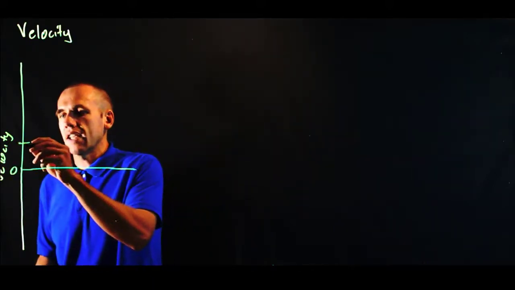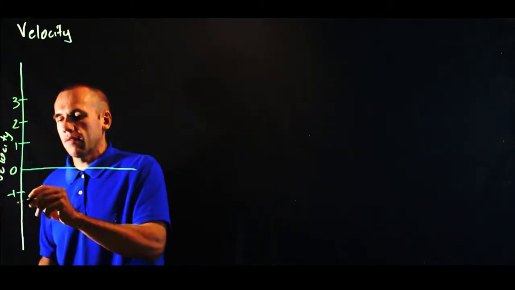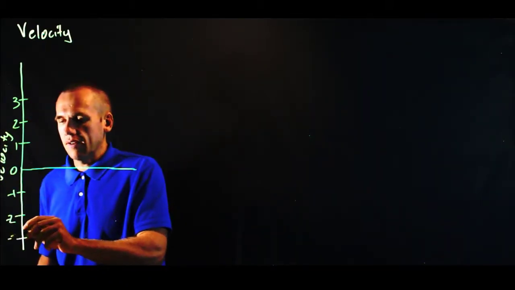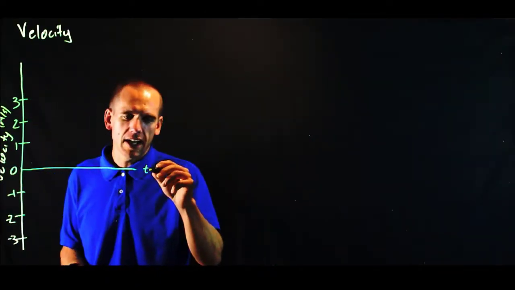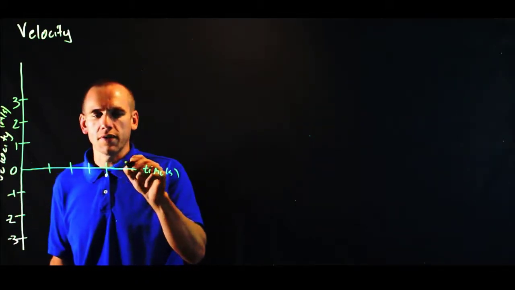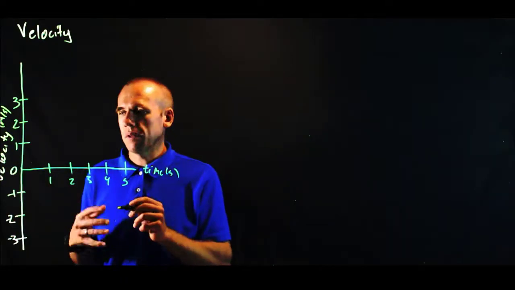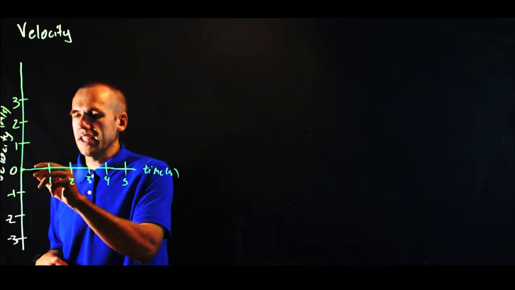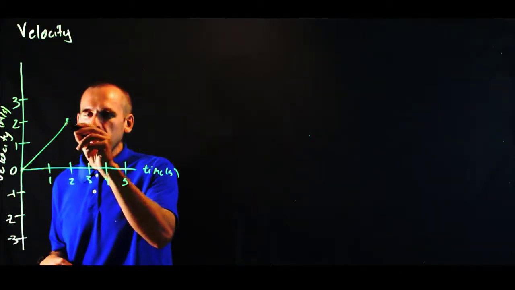Now I'm going to go ahead and scale this 1, 2, 3, negative 1, negative 2, negative 3, and of course this is meters per second, and this would be our time axis, time measured in seconds, and we'll go 1, 2, 3, 4, 5. Now I'm going to put 3 intervals, maybe 4 intervals on this graph. I'm going to start right here at 0 meters per second, and in 2 seconds I'm going to end up going up to 2 meters per second.